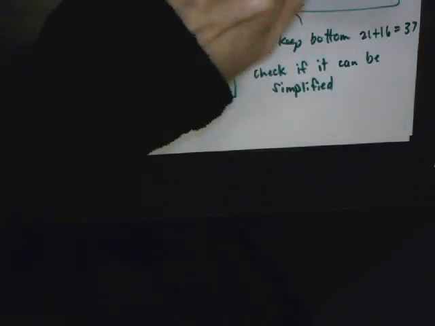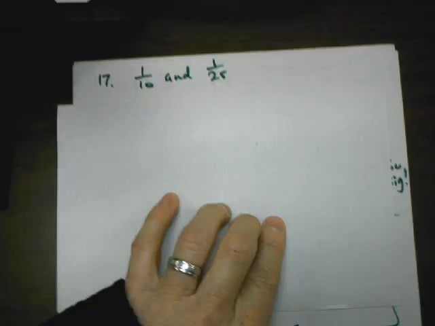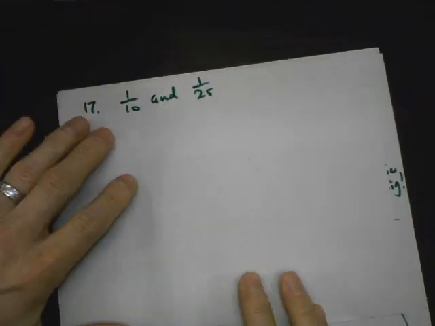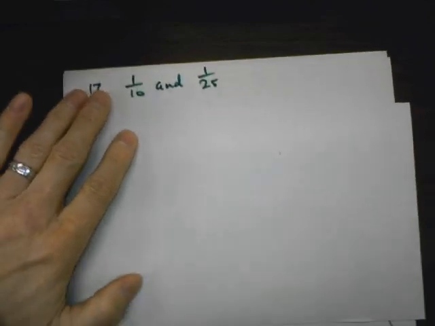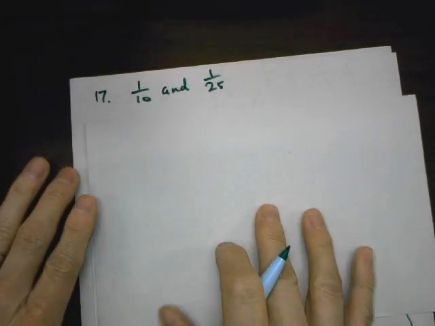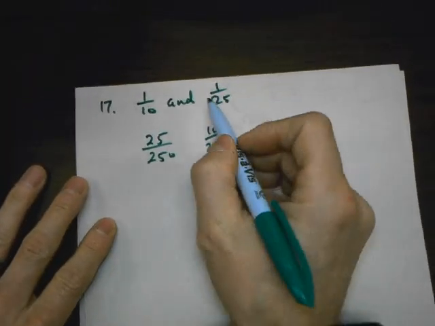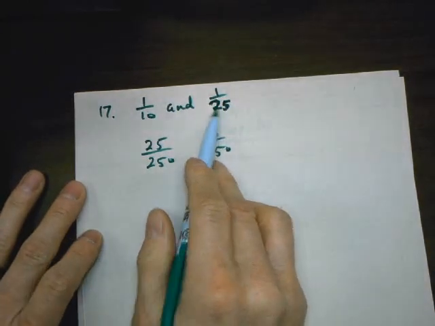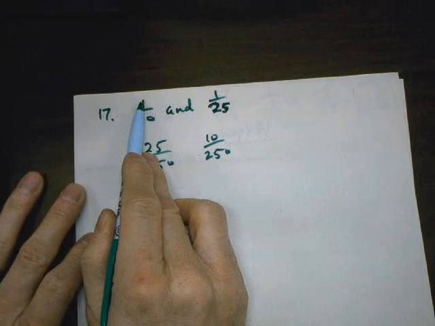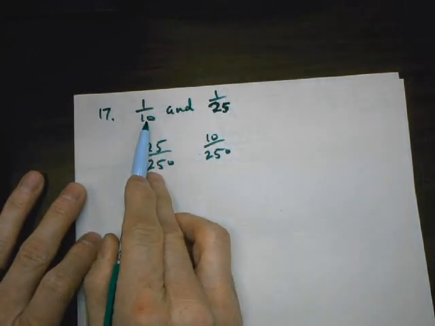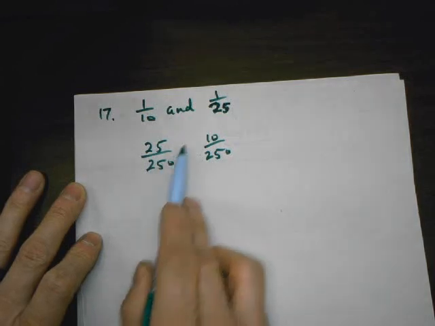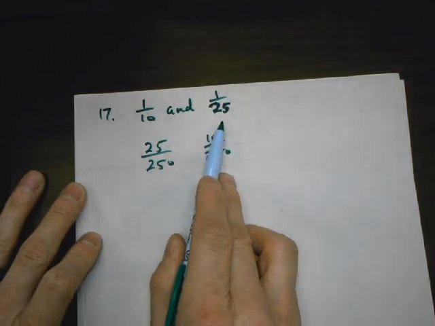Problem number 17 says, which fraction below is between 1/10 and 1/25? Well, there's a couple ways to do this. I think the easiest way is what I taught you guys in class. 1/10 and 1/25. What I do is I take this bottom number here, this denominator, and I multiply 1 times 25 over 10 times 25. I'll multiply these two by this number, and I get 25/250ths. Do the same thing over here.